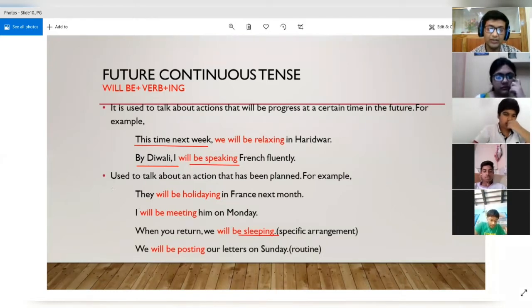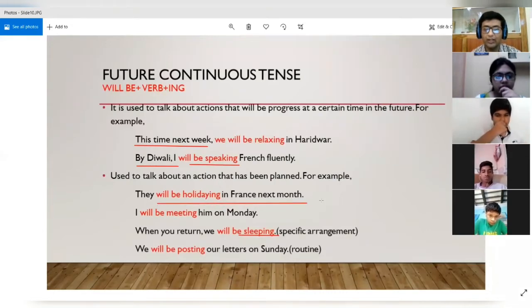Then the second use is it is used to talk about an action that has been planned. So planned actions also take the future continuous tense. For example, they will be holidaying in France next month. So there is a plan. We have already planned that they will holiday in France. So there is a certain planning, and so we are using the future continuous tense.